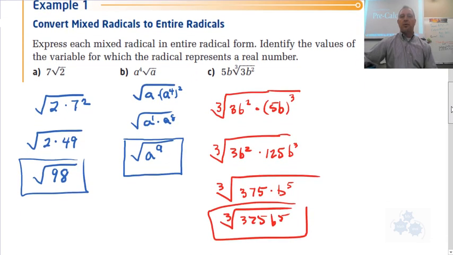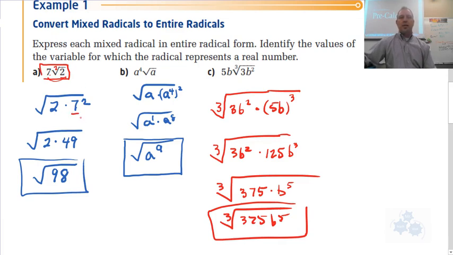Converting mixed radicals to entire radicals is another important part of this course. This is called a mixed radical because it's got an integer part and a radical part. And so the 7, to get into this radical here, has to get squared, since this is a square root. Then it can come in as a factor.